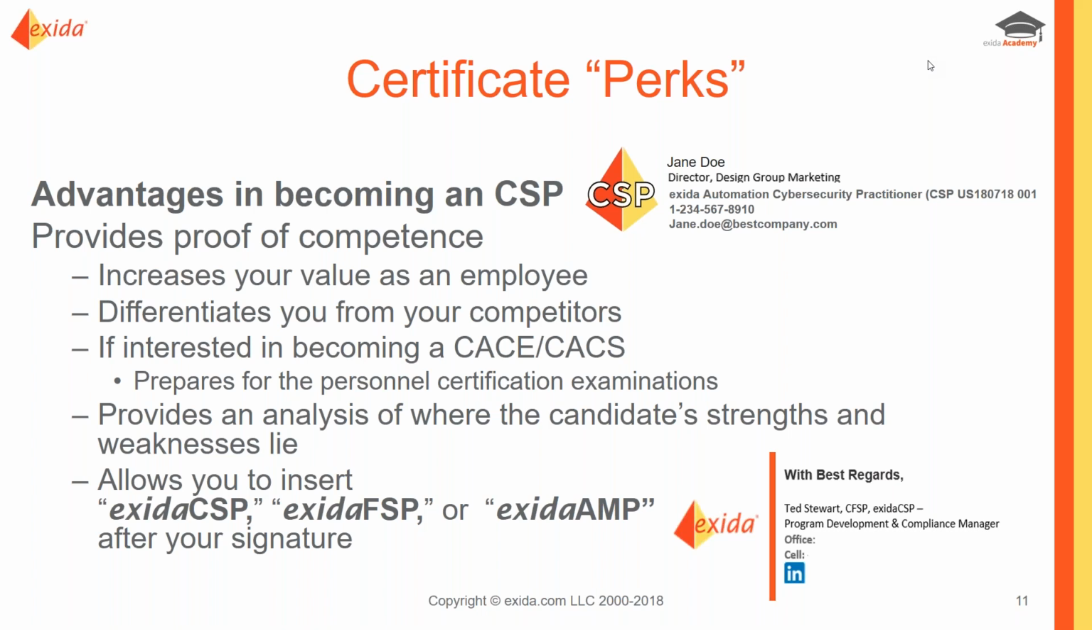And I think many people overlook that. And I put another one at the top there, which I thought was a different creative way. I didn't want to put the person's name there, but they put the actual CSP logo, and they put their certificate number also. They call it an exida automation cybersecurity practitioner. I thought that was a very great way of putting their signature together.